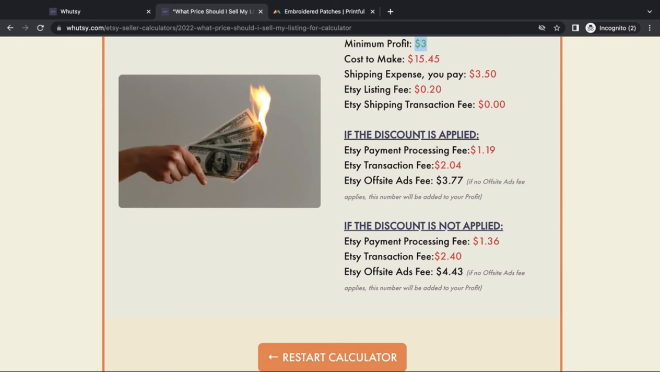You can really understand. Now, it's again not 100% accurate. It might be off by a few cents here or there. But you can definitely make some better decisions about the prices of your shop.